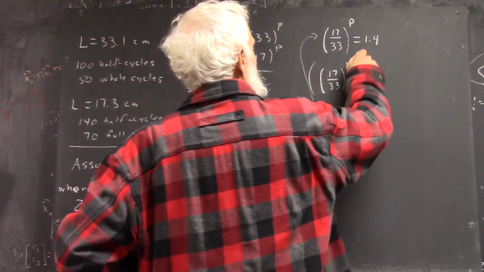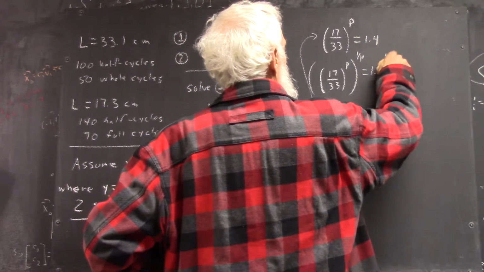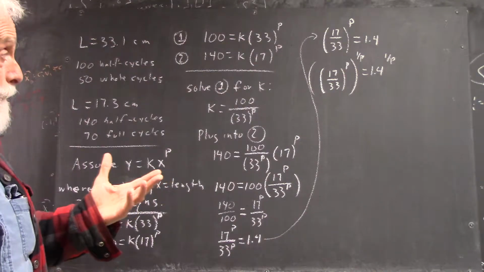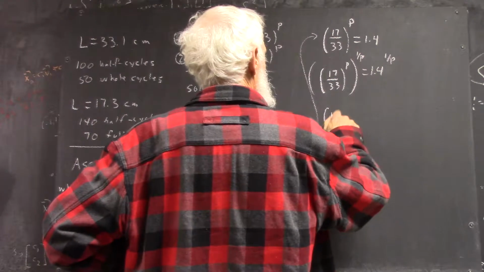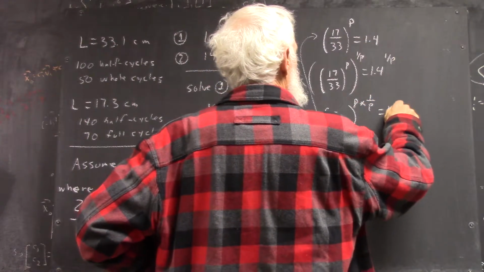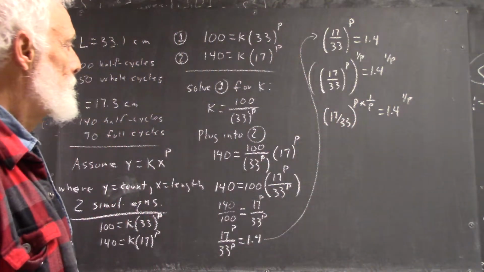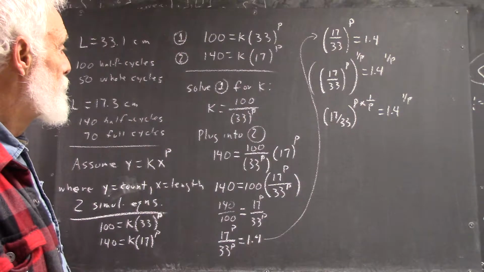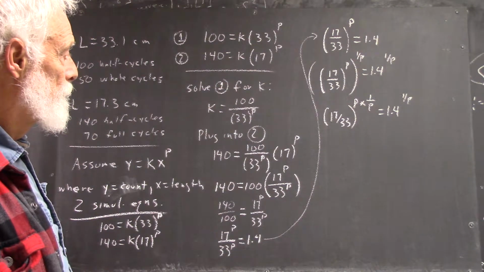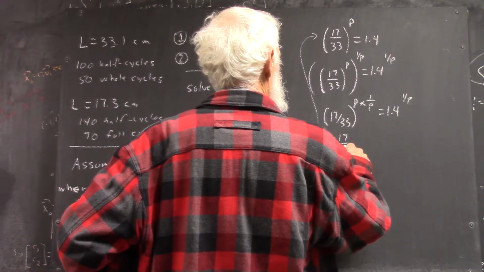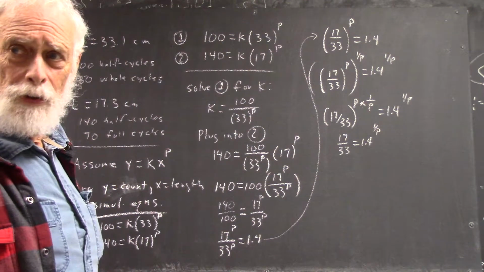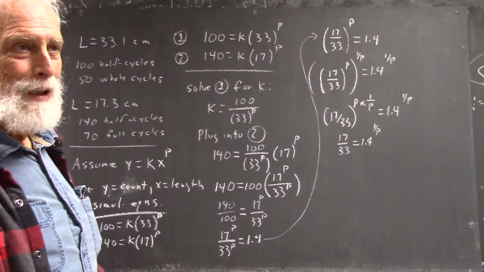Okay? So we get this. Right? So 17 over 33 raised to the p times 1 over p equals 1.4 to the 1 over p. So it's 17 over 33 equals 1.4 to the 1 over p. Man, you know what? That didn't help a bit. We still got p. We didn't get rid of p, did we? We just got rid of it on one side.